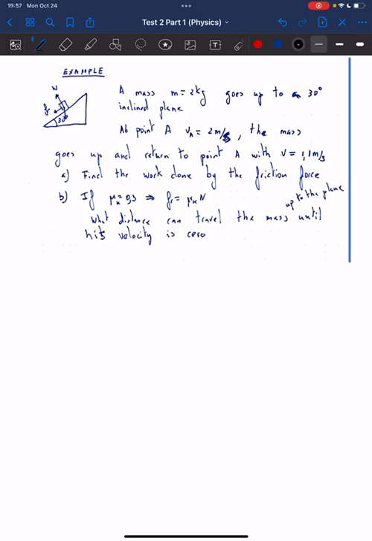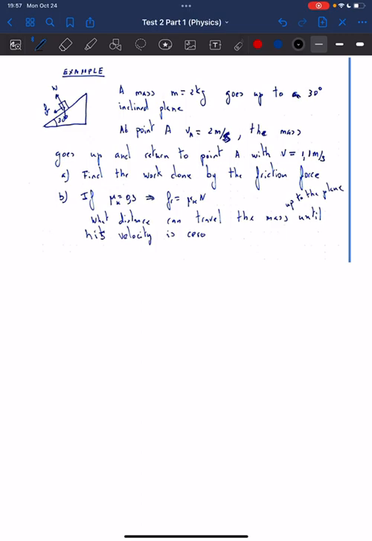It says a mass has a mass of 2 kilograms, and it goes up at an angle of 30 degrees on an inclined plane. At point A the velocity is 2 meters per second. The mass goes up and returns to point A with a velocity of 1.1 meters per second. So we're asked to find the work done by the friction force.